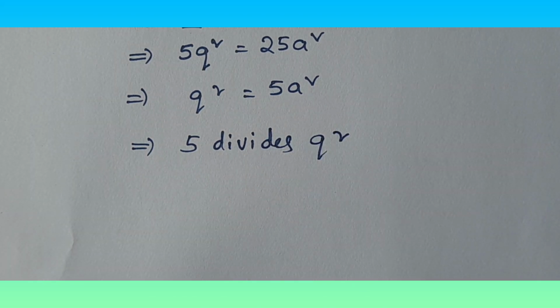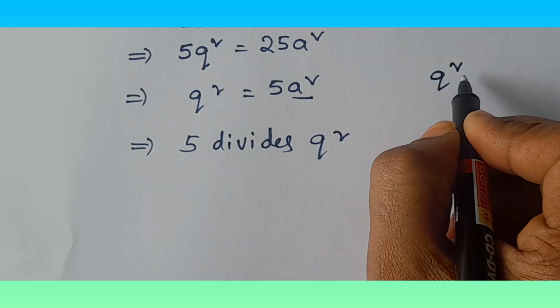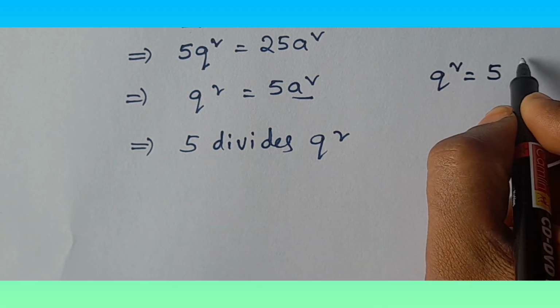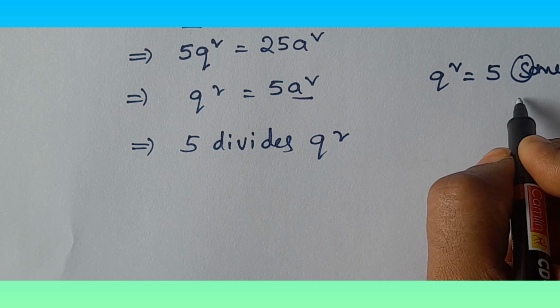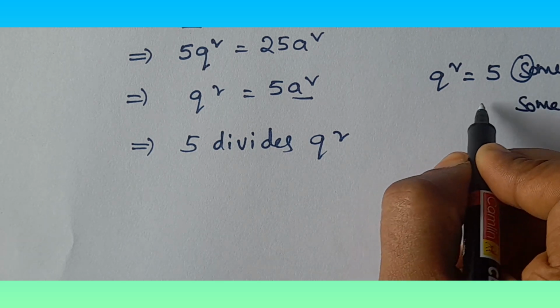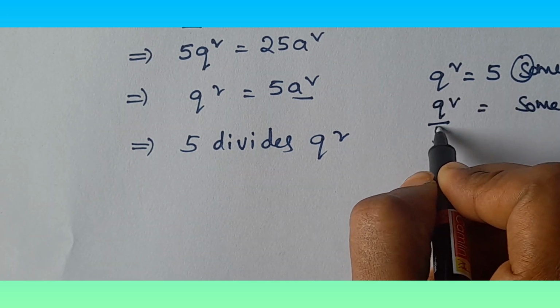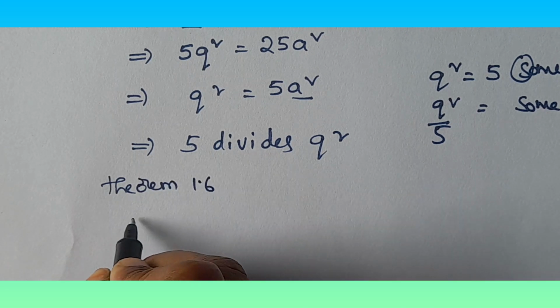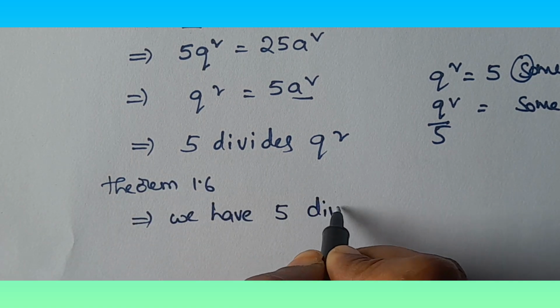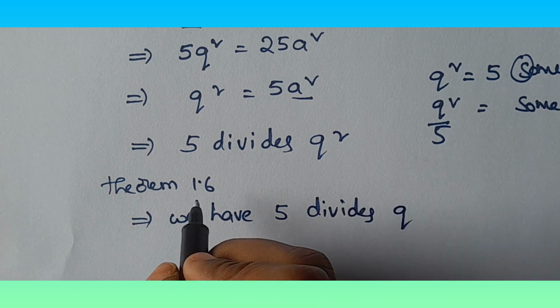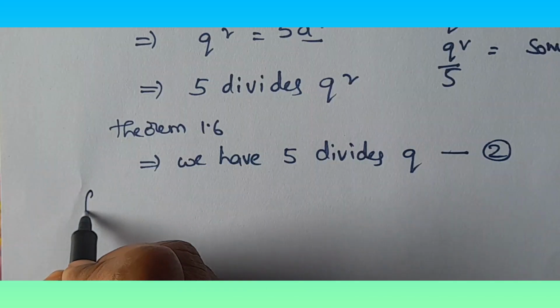See here, a square is some value. We have to write 5 divides q square. Q square is equal to 5 into some value. 5 into some value is equal to q square, which means 5 divides q square. By theorem 1.6 we have, if 5 divides q square, then 5 divides q, which is equation 2.